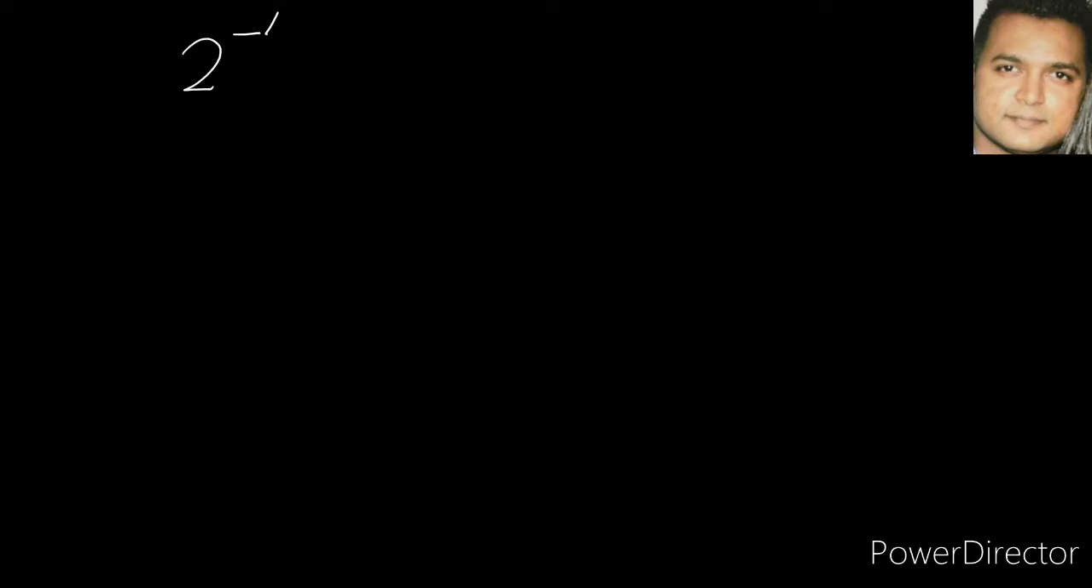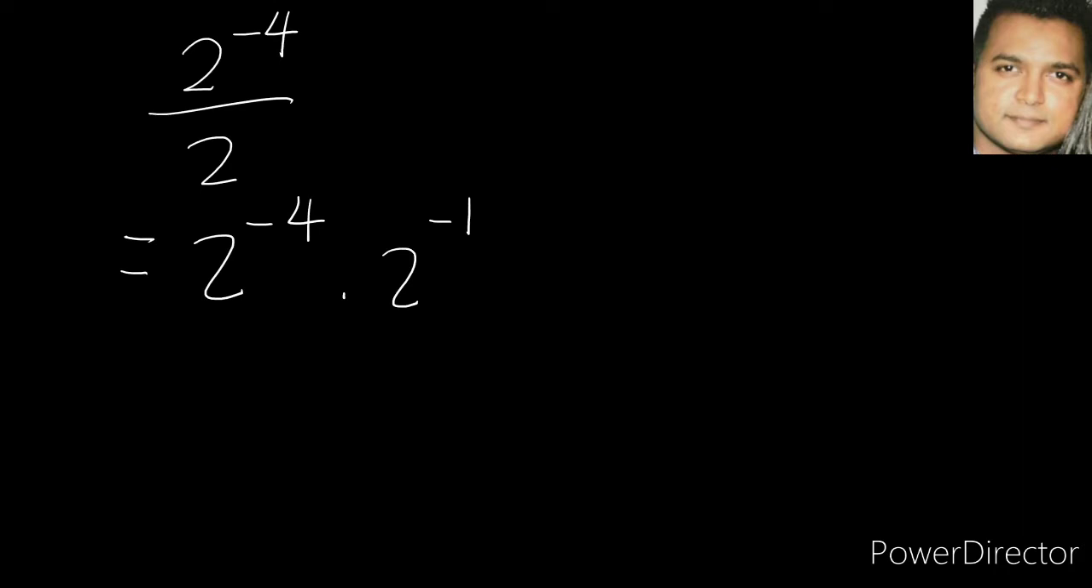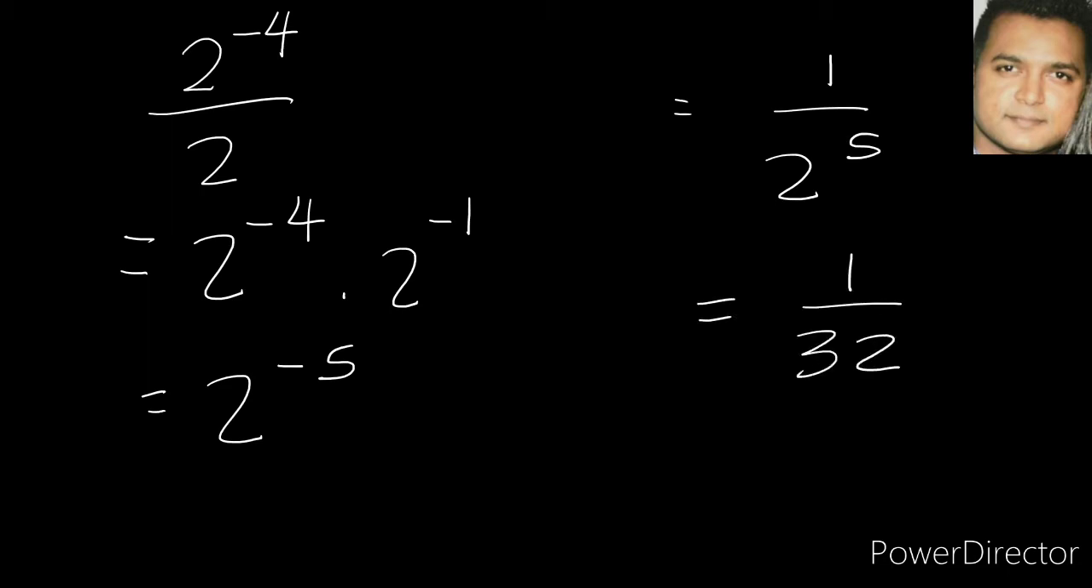2 to the minus 4 divided by 2. Now this can be rewritten as 2 to the minus 4 times 2 to the minus 1. And this would be, the bases are the same and they're being multiplied, so we add the exponents, so it will be 2 to the minus 5. And that would give us 1 over 2 to the positive 5. Final answer 1 over 32.